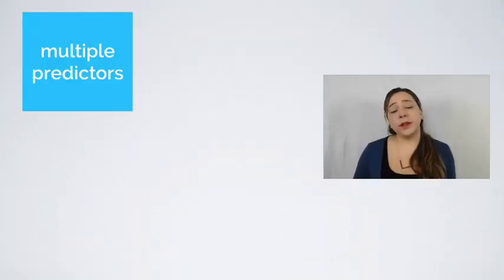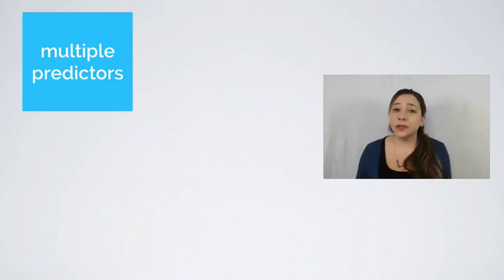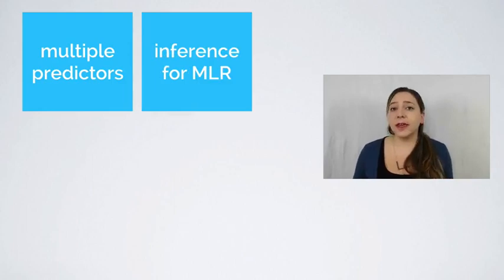We're going to start the unit with a discussion of regression models with multiple predictors. We're going to learn how to set up one of these models, how to interpret the coefficient estimates, as well as then talk about how to do inference for multiple linear regression.